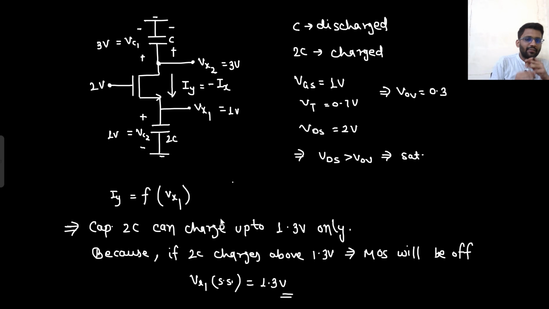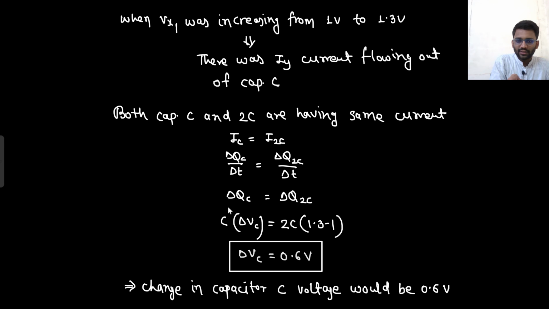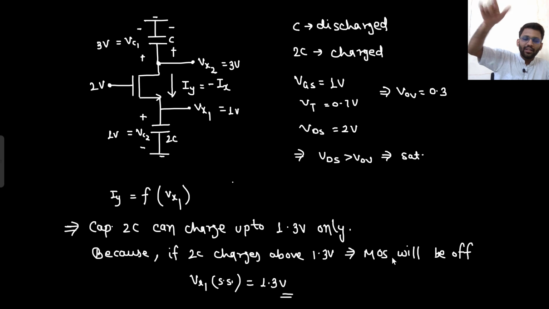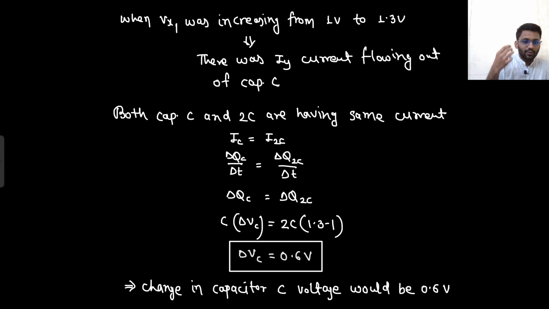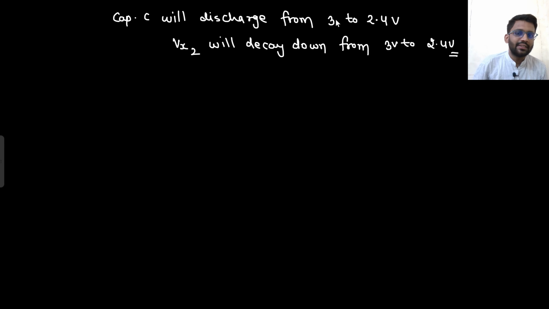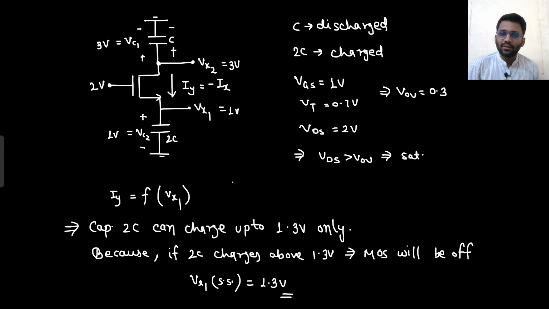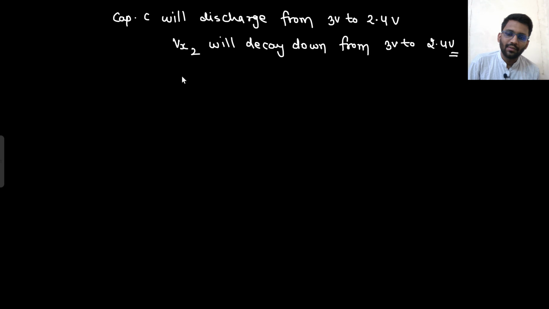If it is getting charged till 1.3, that means it is gaining 0.3. Then how much would C get? 2C into 0.3 would equal C into the gain. So the gain would be 0.6 volt. It can be gain also, decay also, but you got to know that it is decaying. So from 3 to 2.4 it is going. So steady state voltage, VC1 steady state, would be what? 2.4 volt. Say yes or no.